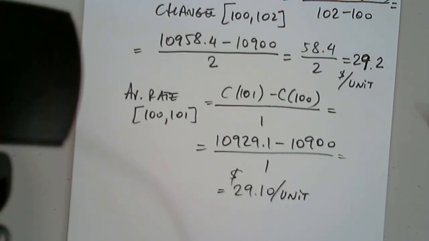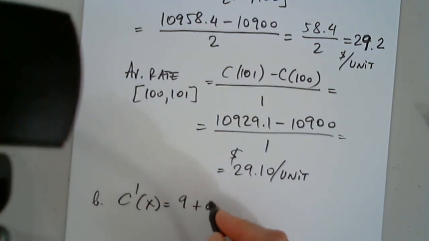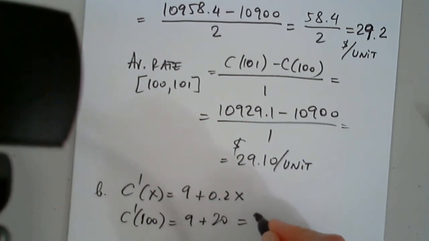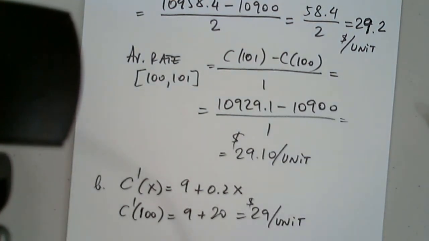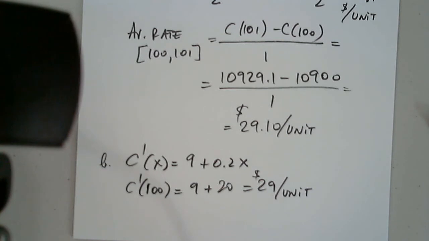Okay, so part B, find the instantaneous rate of change of C with respect to X when X is 100. In part B, I have to find C prime, which will be 9 plus 0.2x. And this will give the instantaneous rate of change when X is 100. So this is 9 plus 20, so this is $29 per unit. The instantaneous rate of change is given by C prime, and you plug in. Is that okay?